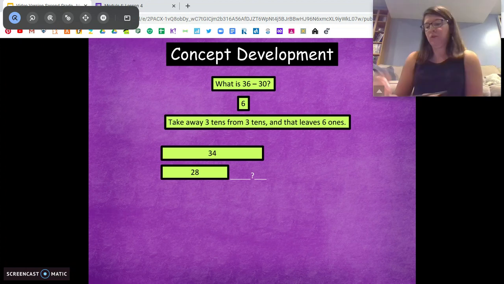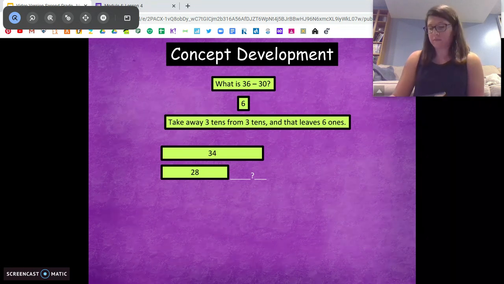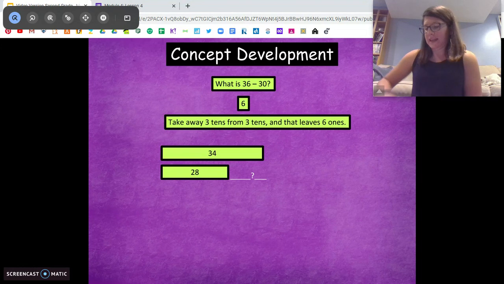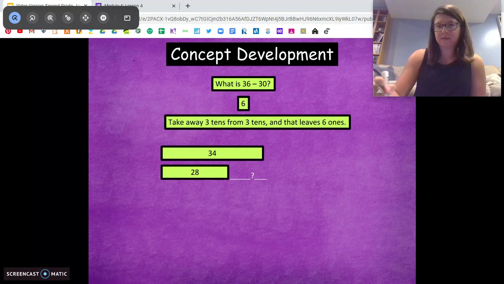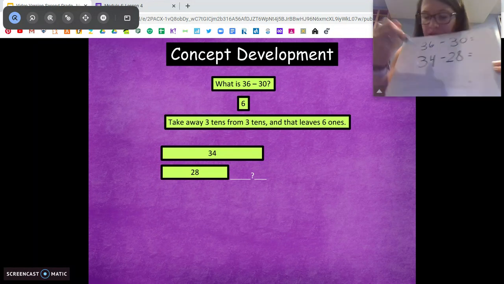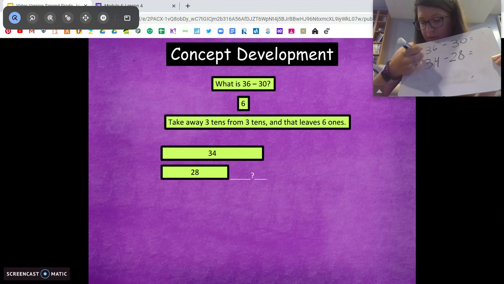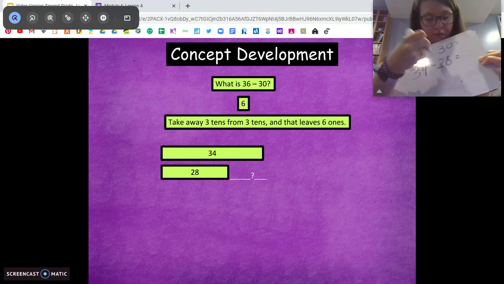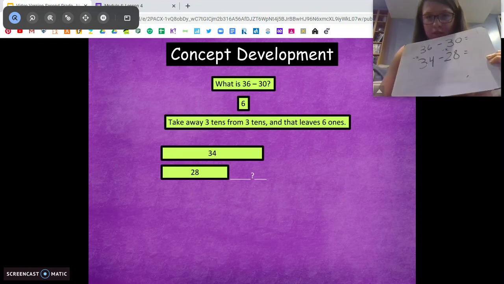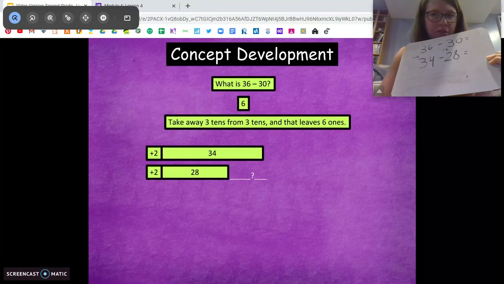Yeah, you might have noticed I have to take away 2. So I started at 36 and 30. Right? To get to 34, I took away 2. To get to 28, I took away 2, right? I took away 2 from each.